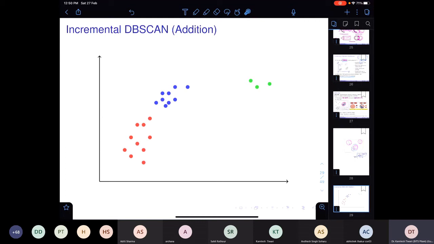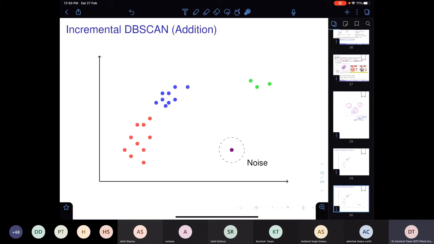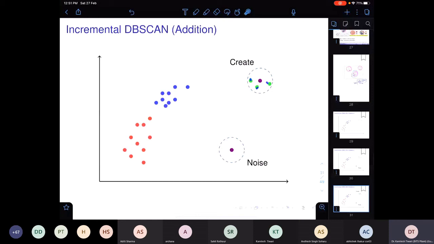A new point is coming here. It is a noise point because you see that in its EPS neighborhood, no other point is there. Okay. So it is rejected. It is also not being given anything. It remains like that. If new points come here and sufficient support is obtained in the nearby area, then we create one more cluster and it becomes a new cluster. You can see that an already existing cluster can be modified.